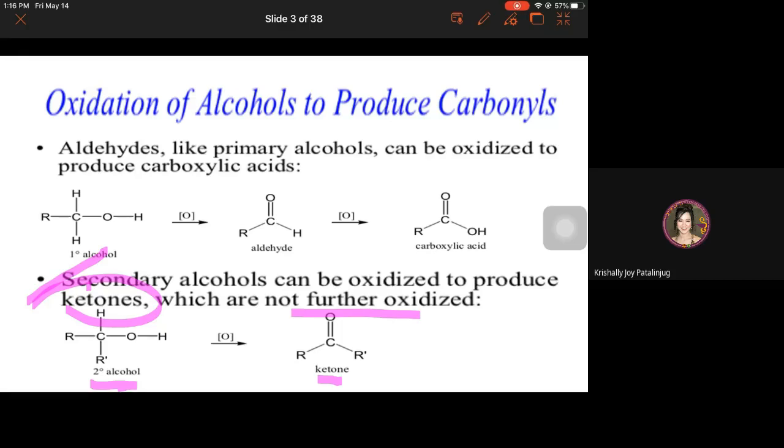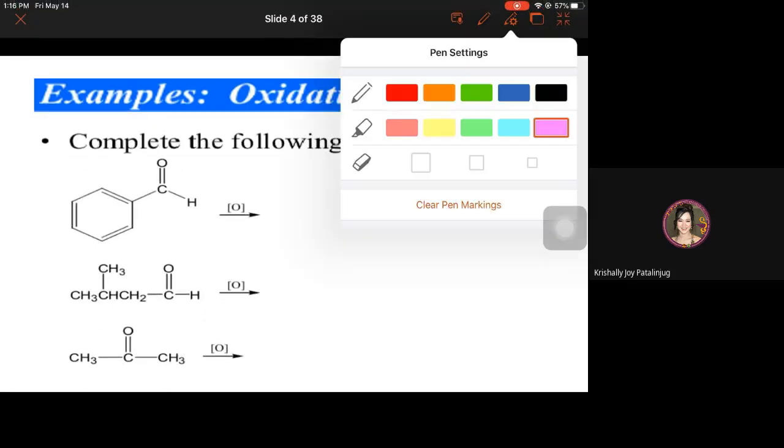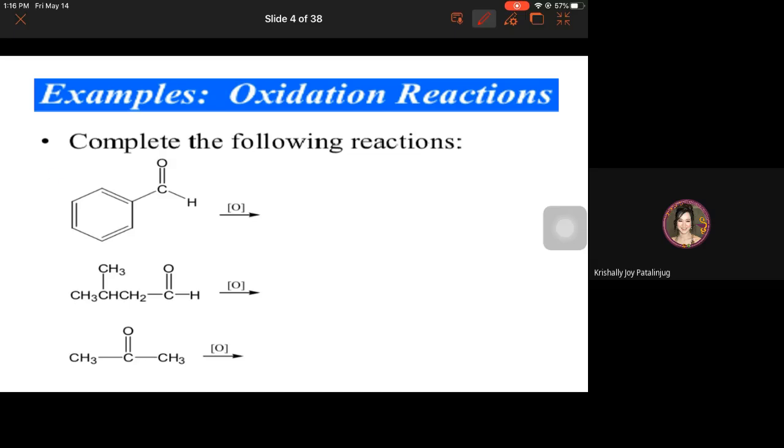Let's have a specific example. First thing, identify this molecule. Is the first compound an aldehyde or a ketone? Very good, aldehyde. Can it still proceed to an oxidation reaction? Yes or no? Very good. What is the product if it undergoes oxidation? It is carboxylic acid. Very good.